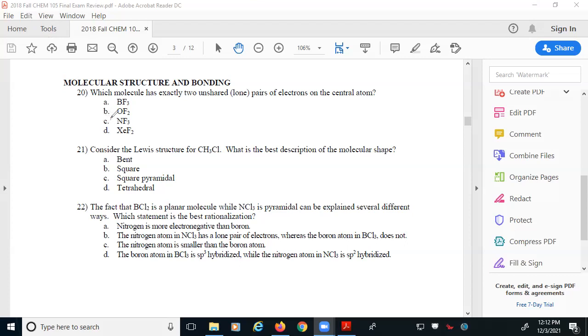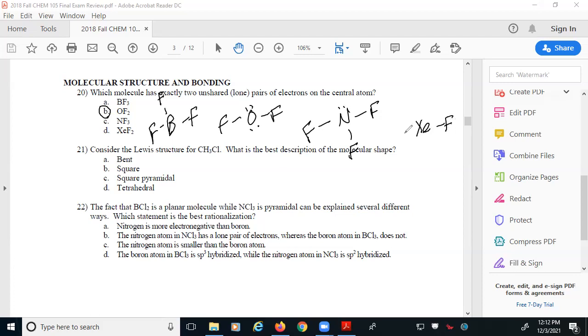The correct answer is B, OF2. Now, as I was getting to, there are 2 approaches to this problem. We can either draw everything, and if we drew everything, we'd end up with these 4 structures minus the electrons on the outer fluorines. And you would have come to OF2 as the correct answer that way.